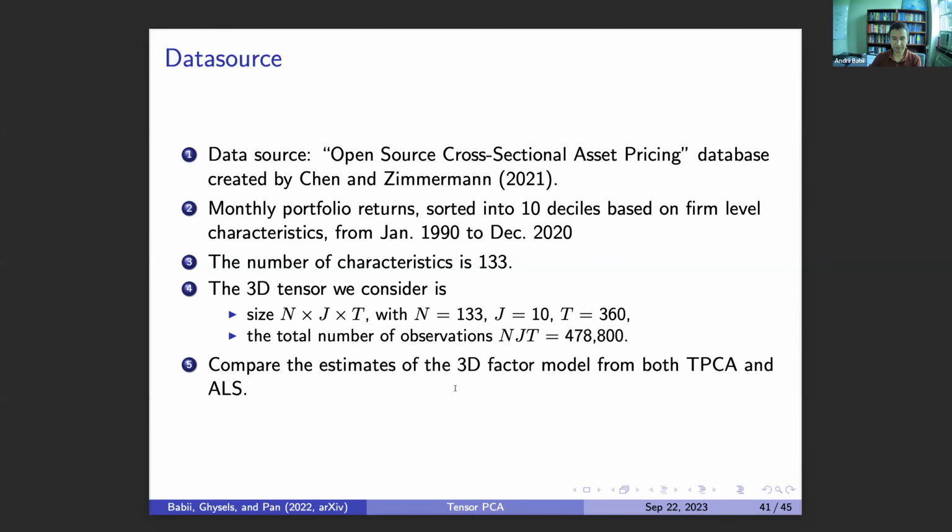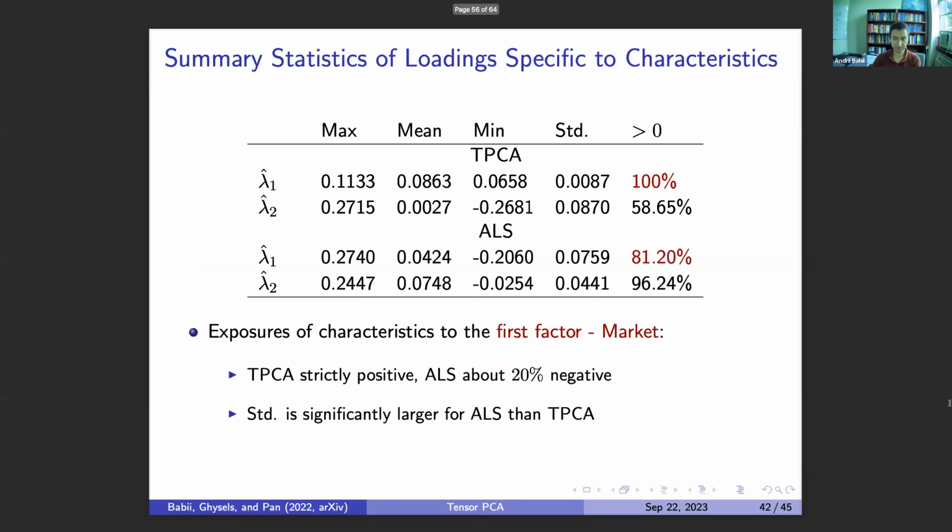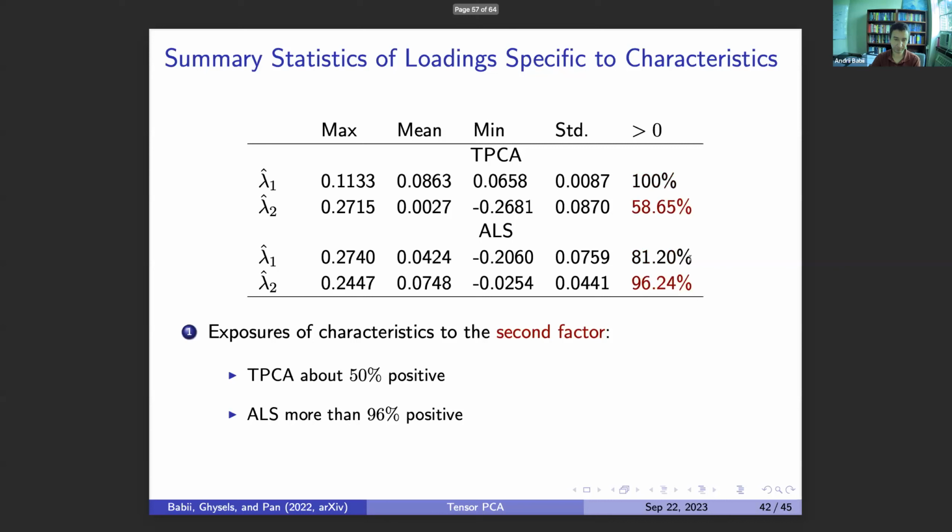And so we will compare the estimates that we are getting with our Tensor PCA approach to the alternating least squares algorithm. First, we look at loadings that are specific to characteristics. We have Tensor PCA at top and alternating least squares at the bottom. The first factor is expected to be the market factor. And we see that loadings for the market factor are always positive if you use the Tensor PCA approach. If you use ALS, sometimes we get negative loadings. So that's probably the case when the ALS cannot recover the global optimum.